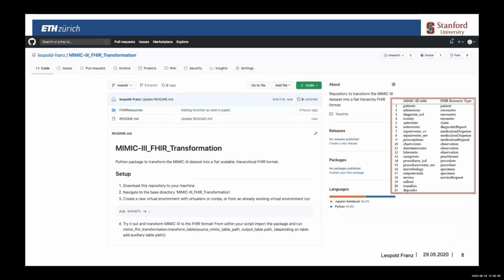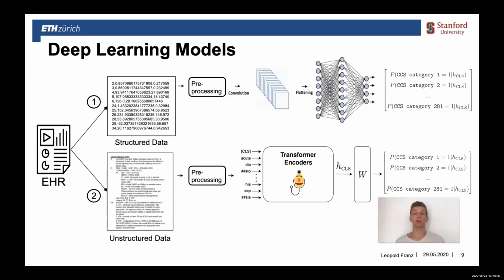To this end, we have made public a Python package that you can use to transform the MIMIC3 dataset into the FHIR resources format. Here you can see the GitHub repository that we provide the link to, and you can also see the table of the MIMIC3 tables and how they are mapped to FHIR resources and to which resource types. As part of our paper, we provide two deep learning models.